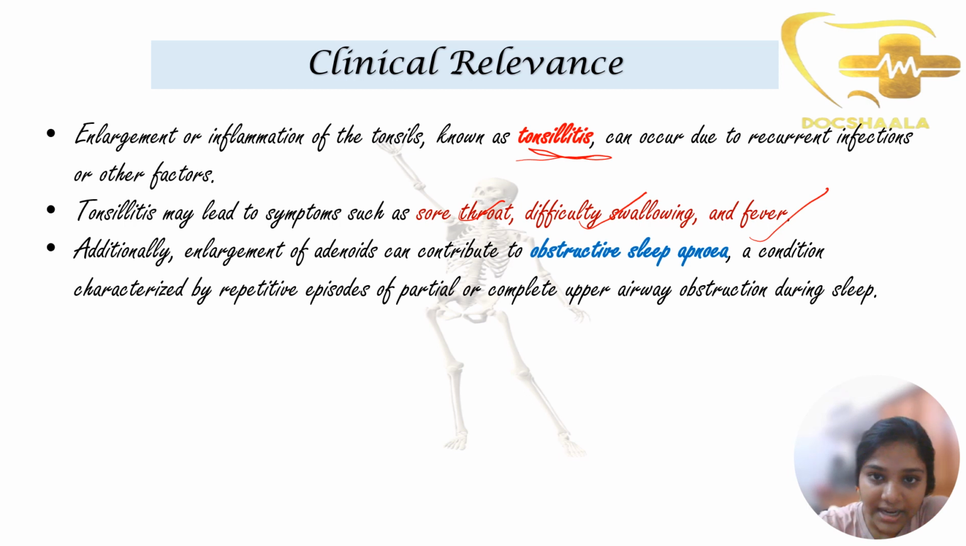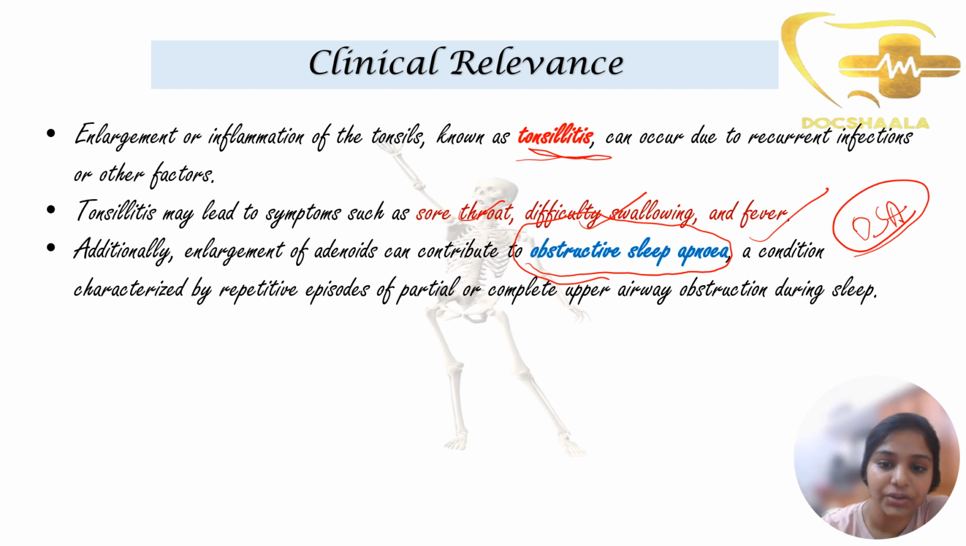So apart from tonsillitis, we can also see certain other conditions, like enlargement of adenoids, that is the pharyngeal tonsil. If it gets enlarged, we can have the condition which is called obstructive sleep apnea, that is OSA. So the OSA condition can appear because there is an enlargement of the pharyngeal tonsils. It is characterized by repetitive episodes of partial or complete upper airway obstruction during sleep. So this is a very important clinical point you have to remember.